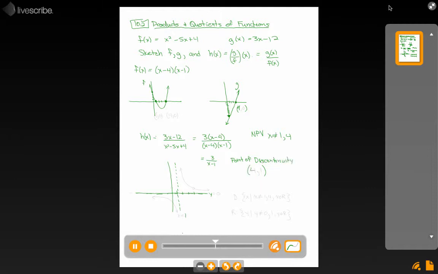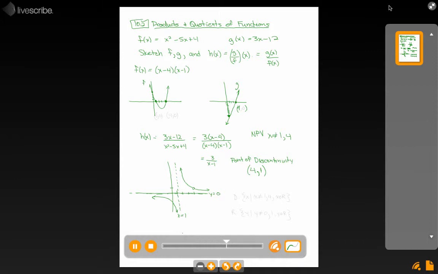So this point of discontinuity is at x equals 4, and if I want to know what the y-coordinate is, I put 4 into this thing and I say 3 divided by 4 minus 1 just equals 1. So at 4, comma 1, I'm going to have a point of discontinuity. This thing will have a horizontal asymptote at y equals 0. I'll have a curve looking something like this, and something like this. So a nice review, I guess, of chapter 9 stuff.